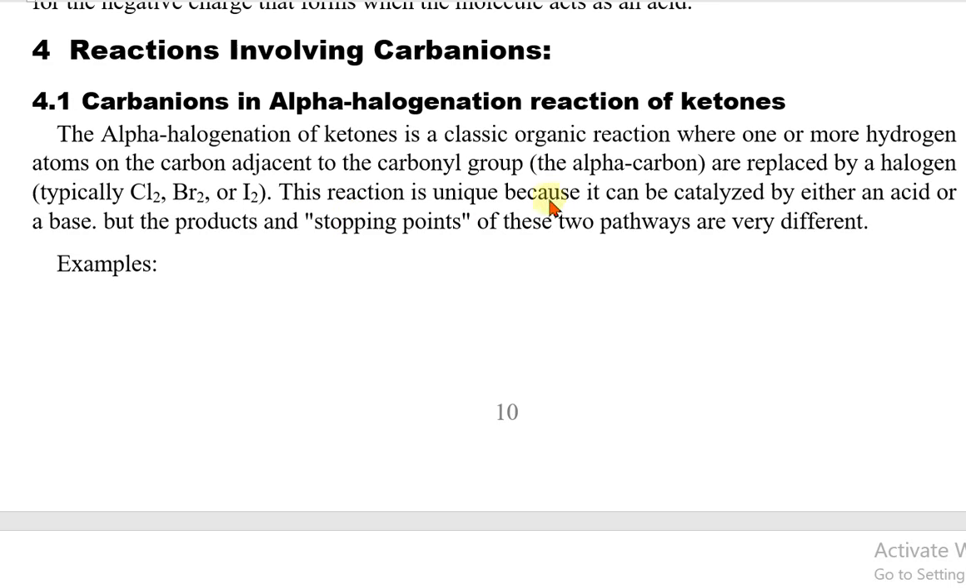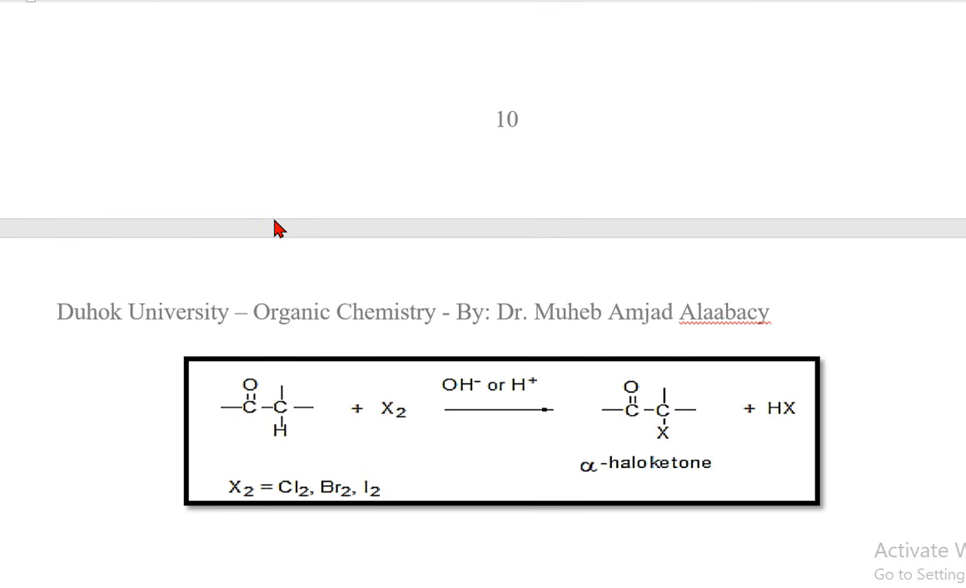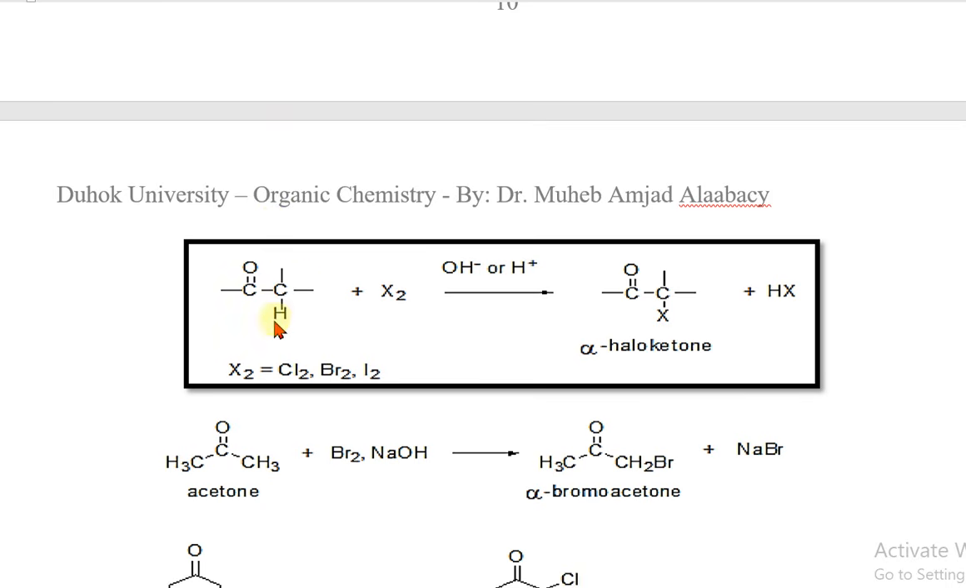This reaction is unusual because it can be catalyzed by either an acid or a base. Both of them can be used to catalyze this type of reaction, but the products and stopping point of the reactions in these two pathways are different. So I will give you an example here. This is the alpha hydrogen at the alpha carbon adjacent to the carbonyl group.